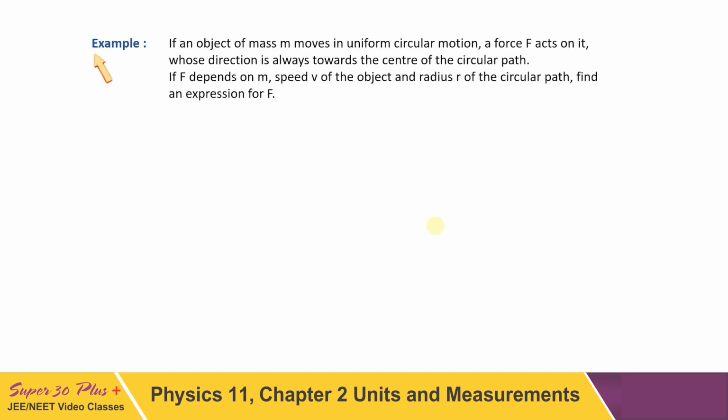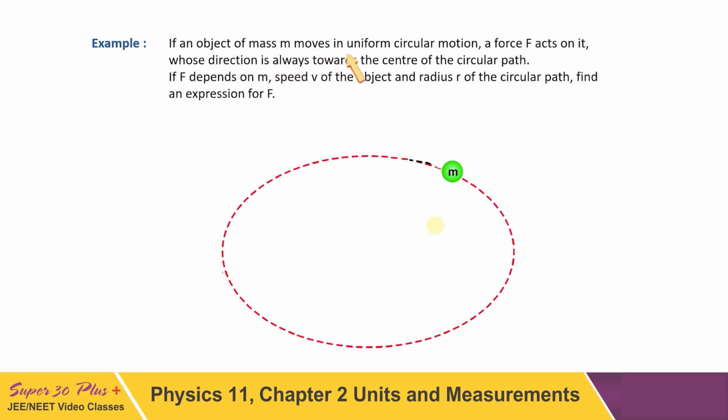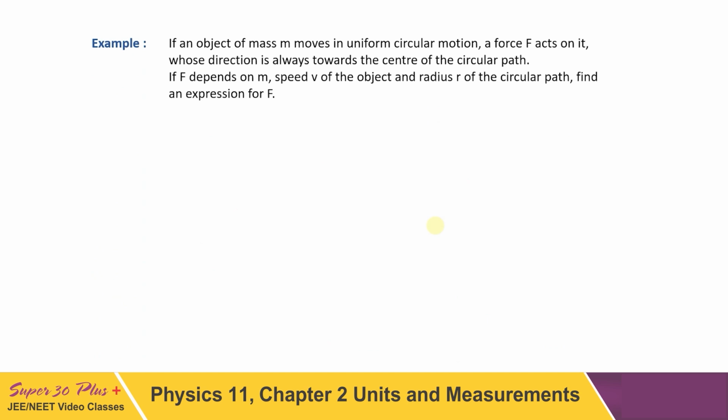Now I have an example. If an object of mass m moves in uniform circular motion, a force F acts on it, whose direction is always towards the center of the circular path. In class 11th, you must have studied about this kind of force. What is this kind of force called? It is called central force, where the direction of force is always towards the center of path. So here this kind of force F, which depends on mass, but exactly we are not knowing the dependence, so it can be written as F is proportional to m^a, v^b and r^c.